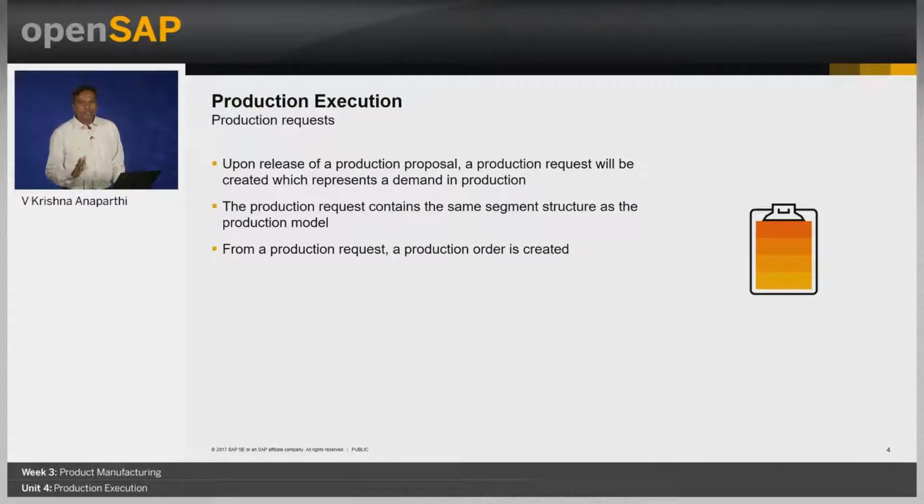Upon release of the production proposal, a production request will be created which represents a demand in the production. The production request contains the same segment structure as the production model. The release step of the proposal actually means that it is navigating to the execution process, and from the request an order is created.